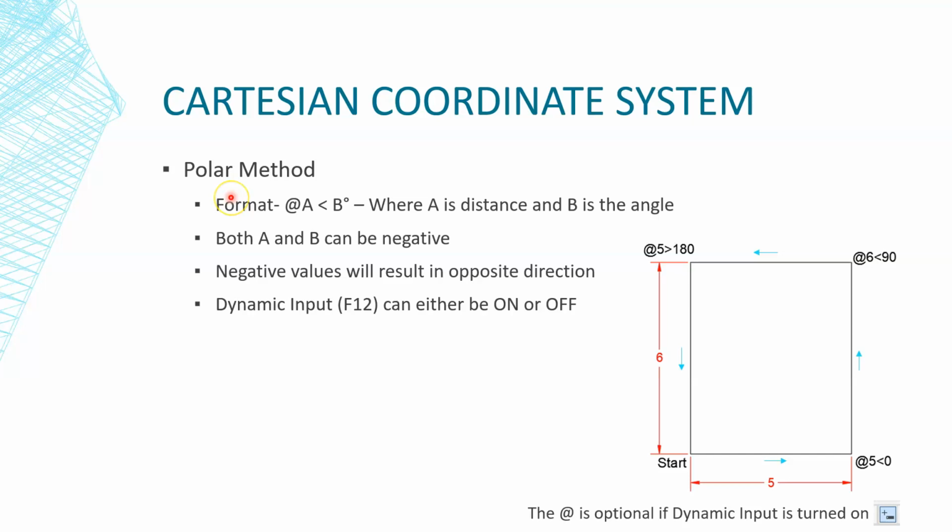This is the polar method. Remember, the format is going to be super important. The @ symbol, the same thing applies. I'm just going to leave my dynamic input turned on, so it'll save us some time from having to type that in. The number in the front is going to be our distance, and then this is going to be the angle. Let's take a look at how this goes.